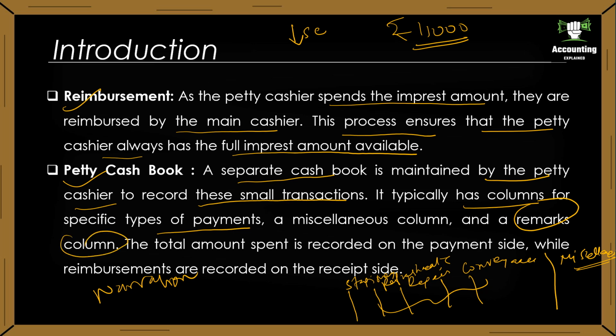The total amount spent is recorded on the payment side. That is obvious. In a cash book, the payment side will have the total amount spent, while reimbursements are recorded on the receipt side. Reimbursement means the receipt which we are getting. That is, when the petty cash book amount gets low, then we will be reimbursed with some amount, and that amount will be recorded in the receipt side. Okay.